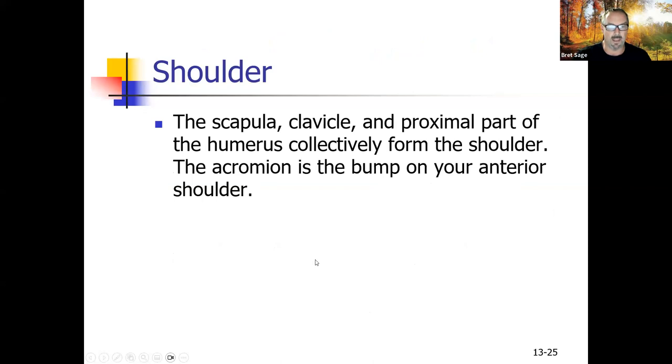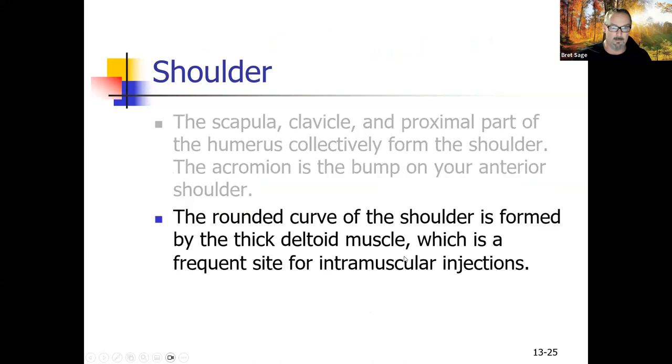The shoulder, the scapula, clavicle, and proximal part of the humerus collectively form the shoulder and is covered with your deltoid muscle. The acromion is the bump in the anterior shoulder. So when you feel your shoulder right here, and you feel a bump sticking up, that's the acromion of the scapula. The rounded curve of the shoulder is formed by the thick deltoid muscle, a frequent site for intramuscular injections. Another common spot is the gluteal region, because they're both common areas due to the thick muscle associated there.